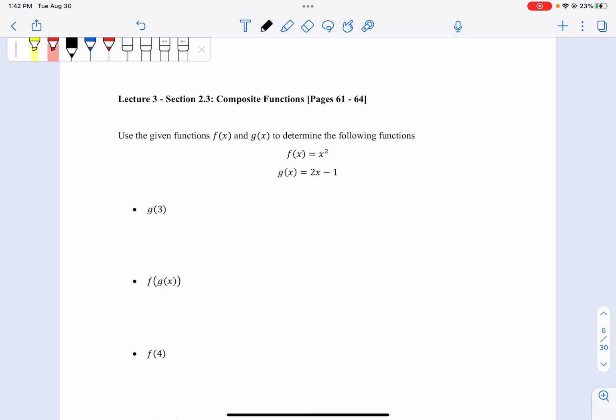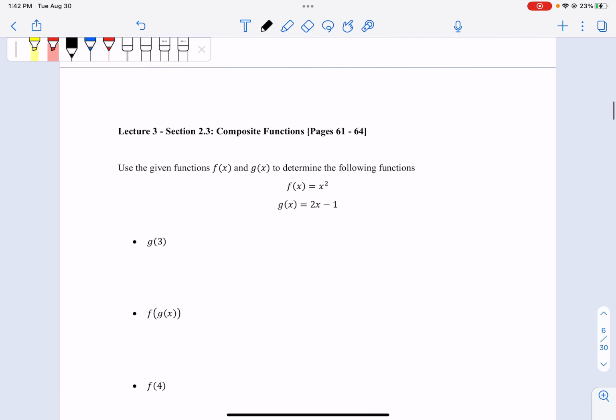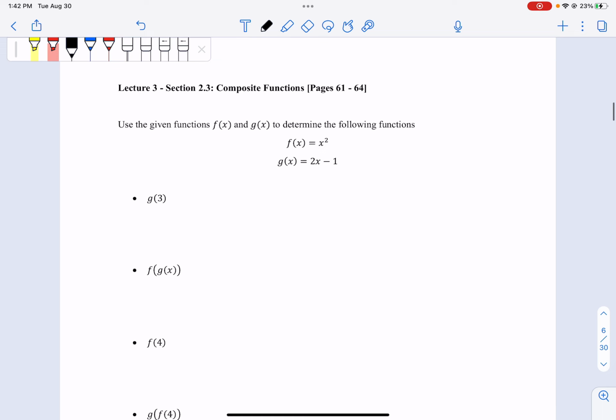All right. So we can add, subtract, multiply, and divide. Once again, you should be able to know how to do these now using the same idea we've taught before. But let's go to lesson 2.3. Use the given functions f of x and g of x to determine the following functions. So we know that f of x is this and g of x is this.